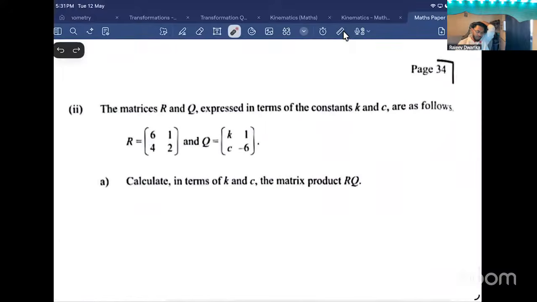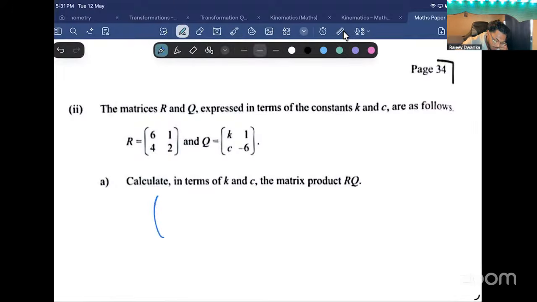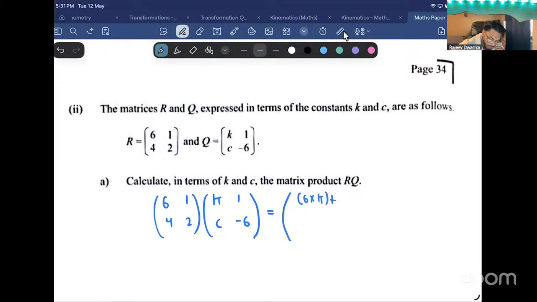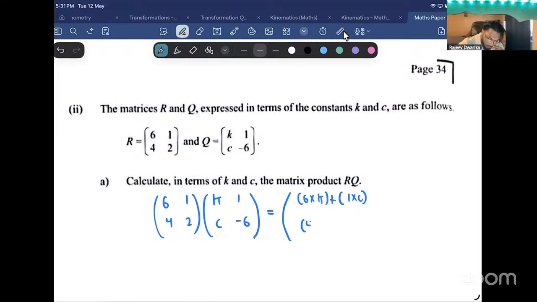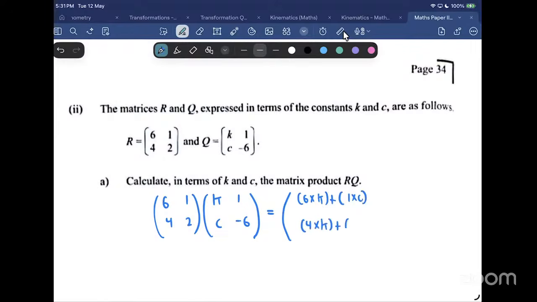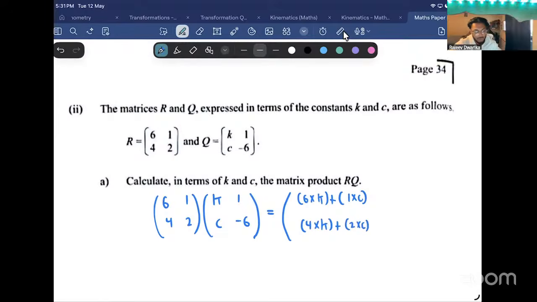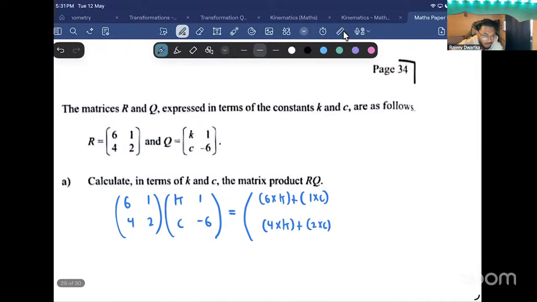Alright, let me do this question quickly. We have to find the matrix product RQ. So R is 6, 1, 4, 2, and Q is K, 1, C, minus 6. They want it in terms of K and C. So we're going to start off by saying 6 by K plus 1 by C, then 4 by K plus 2 by C. It's asking us to find K and C. Okay, all right. What next?